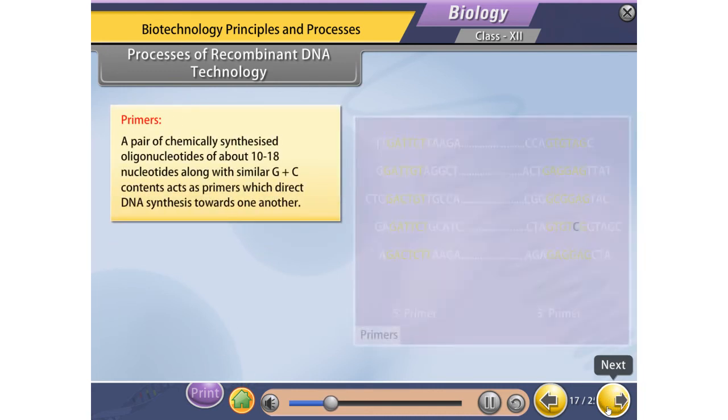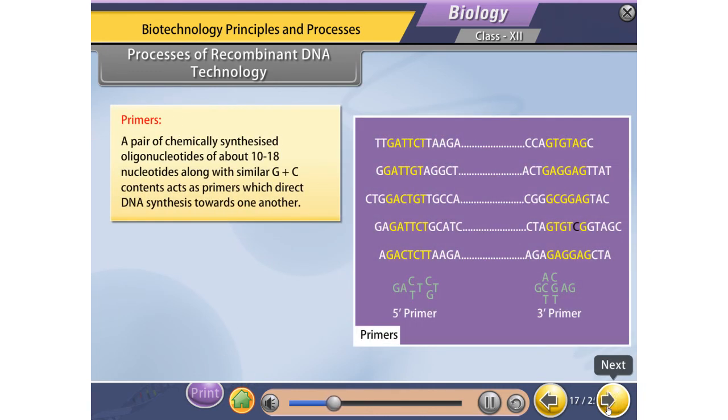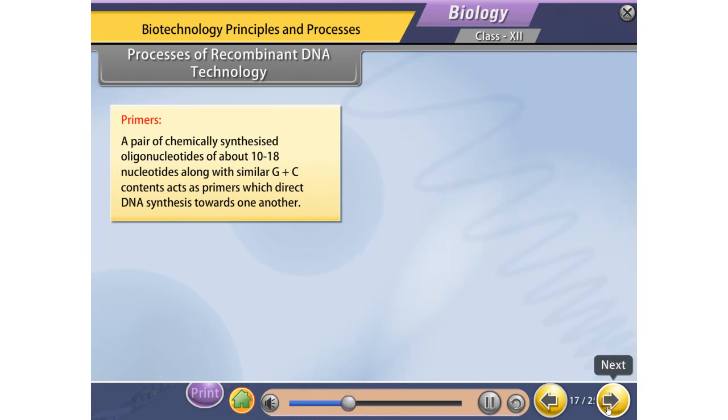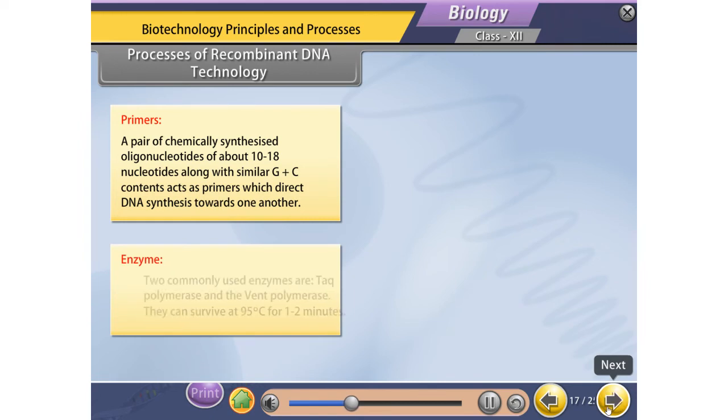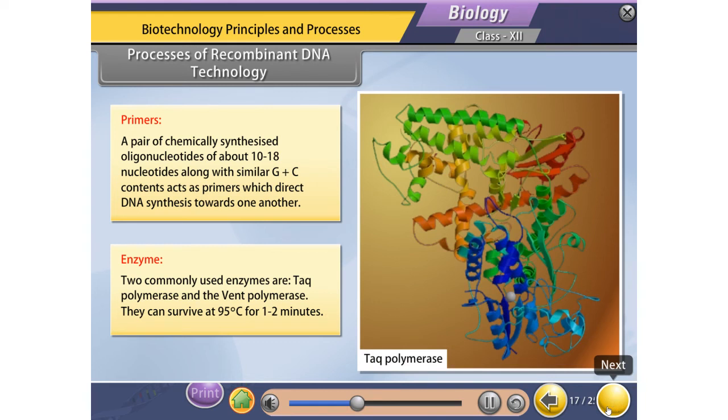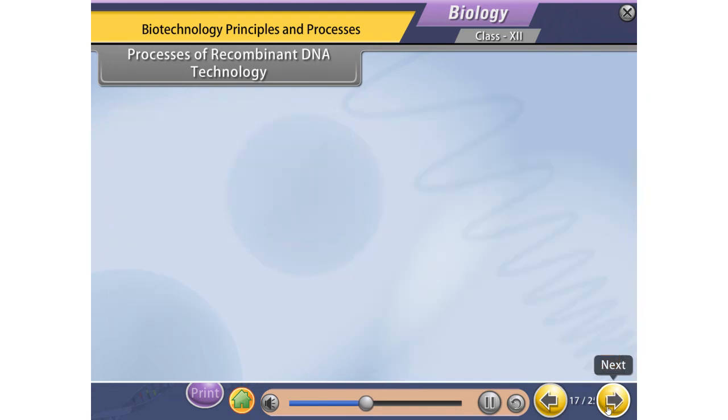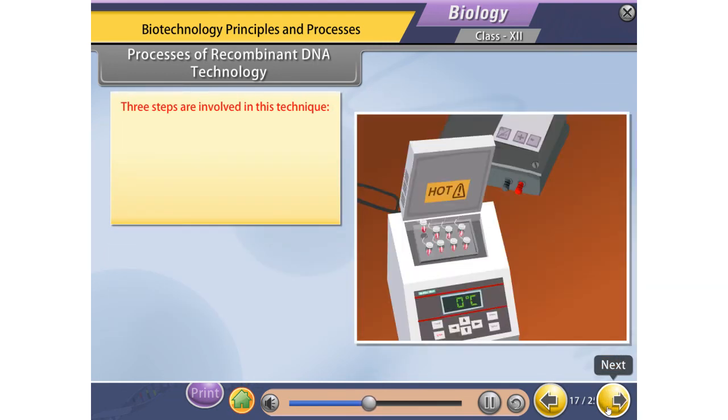Primers, a pair of chemically synthesized oligonucleotides of about 10 to 18 nucleotides along with similar G plus C contents, act as primers which direct DNA synthesis towards one another. Enzyme. Two commonly used enzymes are Taq polymerase and the Vent polymerase. They can survive at 95 degrees Celsius for 1 to 2 minutes. Three steps are involved in this technique.